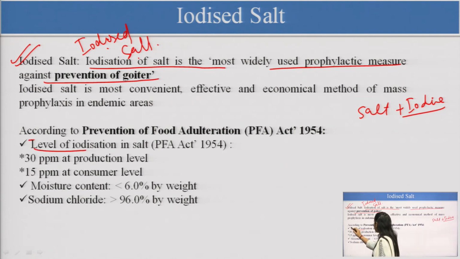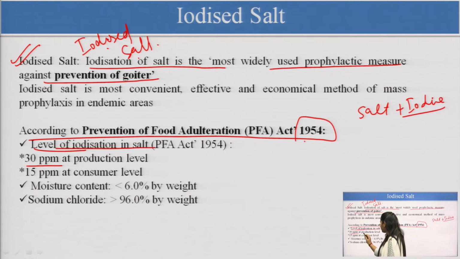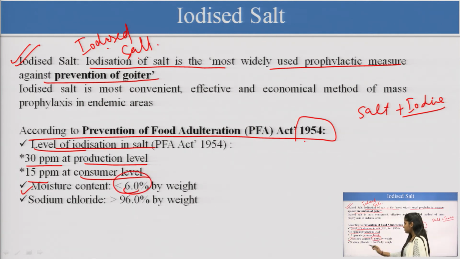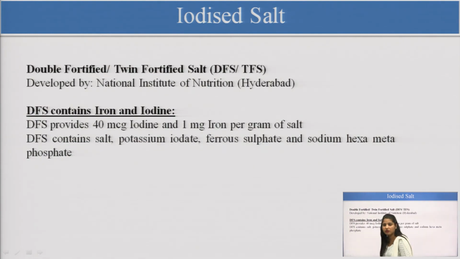According to the Prevention of Food Adulteration Act 1954, there are some points. What should be the level of iodine in the salt? 30 ppm at production level and 15 ppm at consumer level. Moisture content should be less than 6%, and sodium chloride concentration should be more than 96% by weight. These are the criteria we have taken care of for the production of iodized salts.